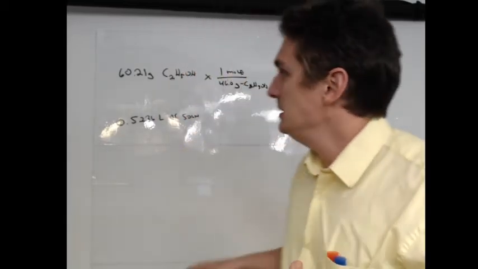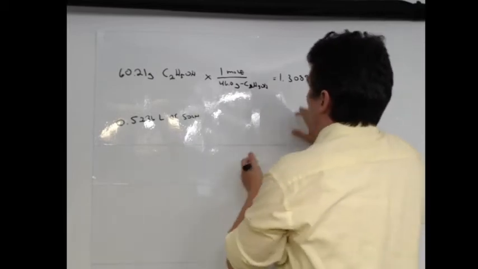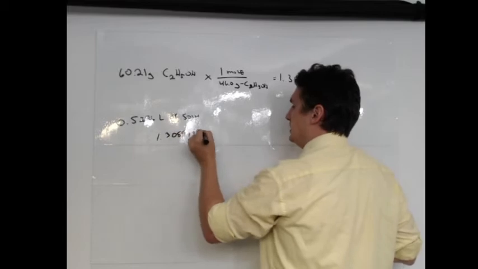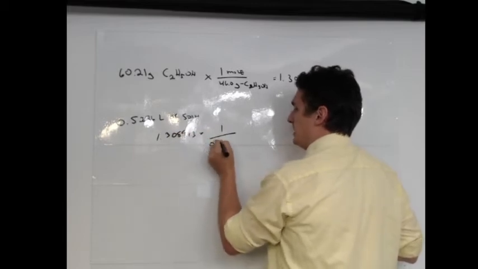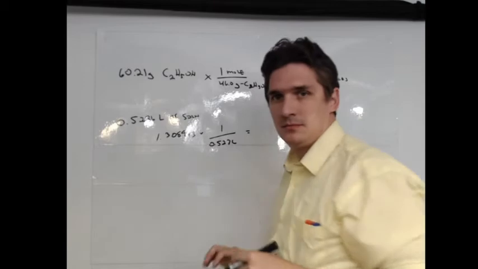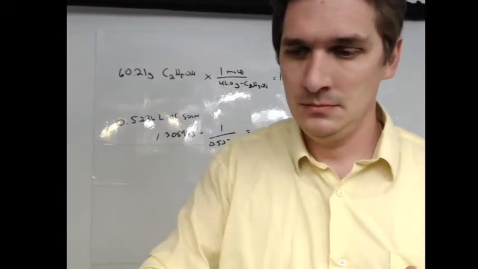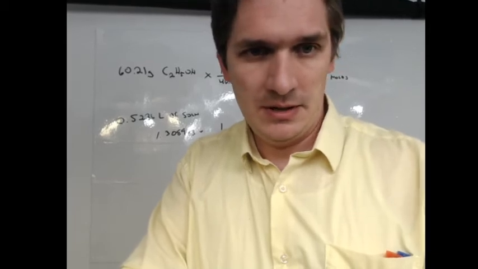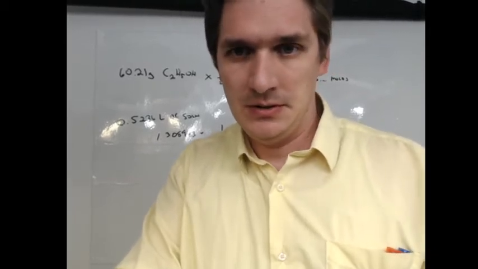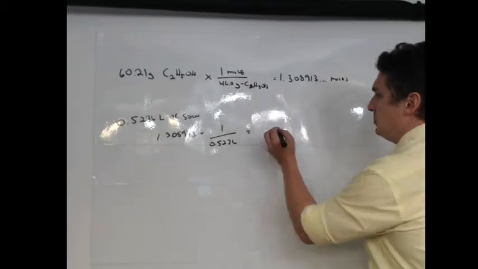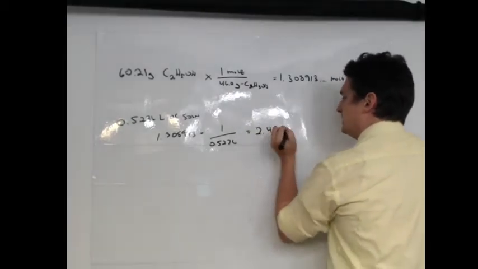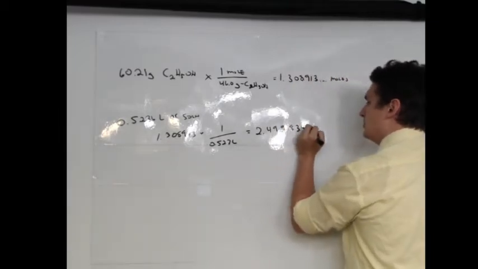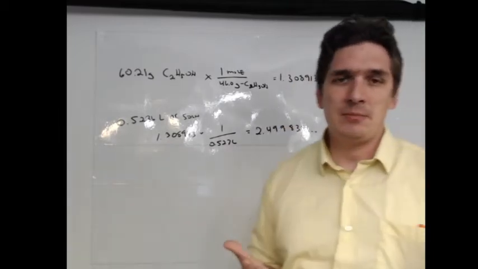Now to figure out the molarity, it's the moles per liter. So we're going to take that number, 1.308913, divide by 0.5236 liters. And I get 2.499834. So now comes the formatting part of the problem.